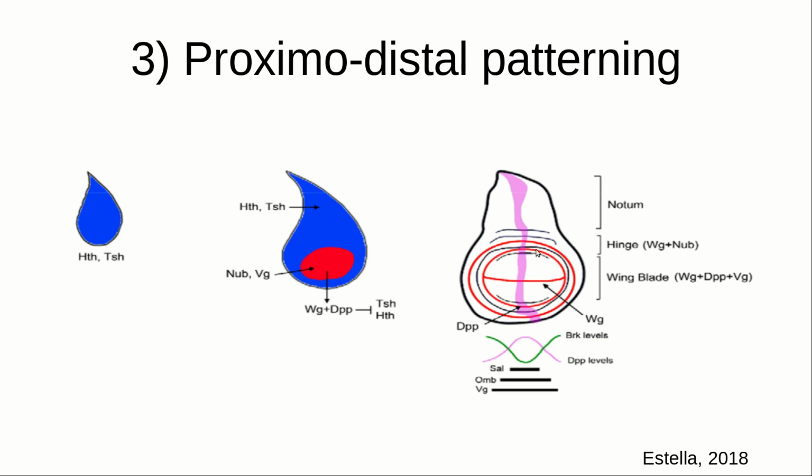Indeed, if you look at this last picture, you have to notice that in the hinge there's Wingless, but there's also Homothorax. So whereas in the blade, Wingless is repressing Homothorax, in the hinge, Wingless is not repressing Homothorax, and this is because Wingless represses Homothorax through Vestigial.